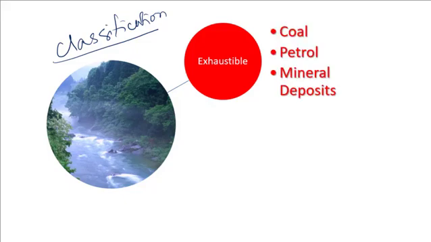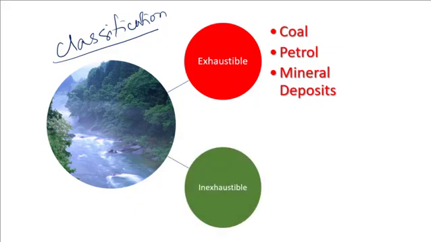For example, coal, petrol, mineral deposits: their deposit is finite, and if we go on using this, one day the stock will be finished, and that is why these are classified as exhaustible resources. Another is inexhaustible resources, which are not changed by man's activities and are abundantly available and expected to be available for millions of years, like solar energy, wind energy, atomic energy, tidal energy, like this.